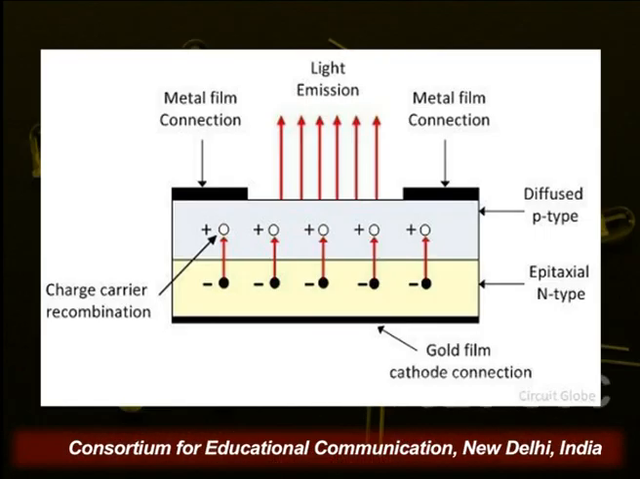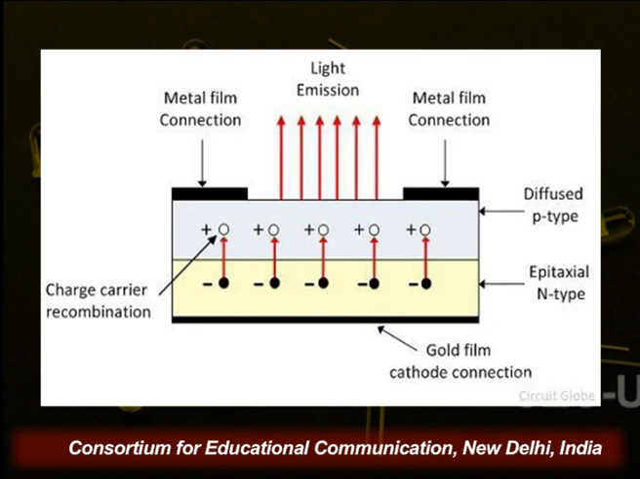So you can see on the screen, it was easily clear that here we have the plus and minus: holes for the positive and electrons for the negative. So you see charge carrier recombination happens in between, and on the right-hand side there is a diffused p type and an epitaxial n type material.